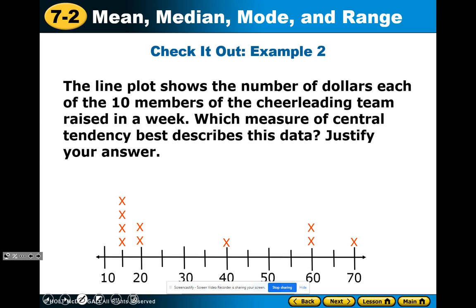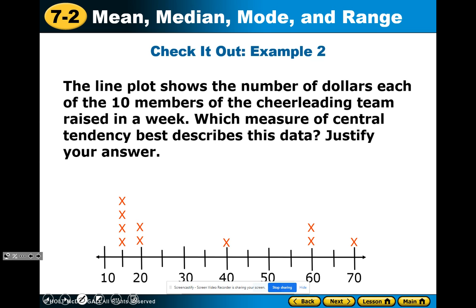Mean, median, mode. Which one might be the best? What are you thinking, Grayson? Mode. He's thinking mode. So the one that appeared the most, the 15, might be a good one, he's thinking. Okay. Is that kind of representative of everybody? All right. What about median? Anybody think median then? The middle one. You think the middle one there?